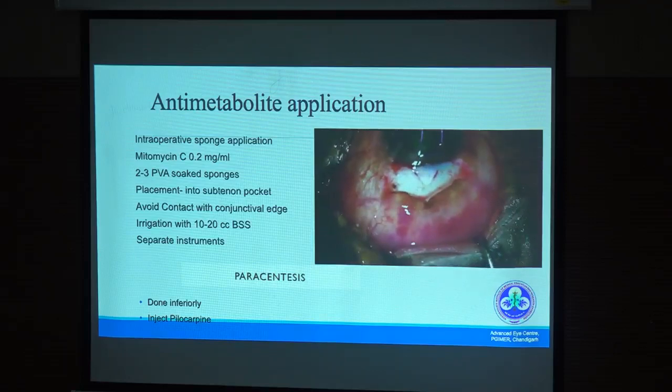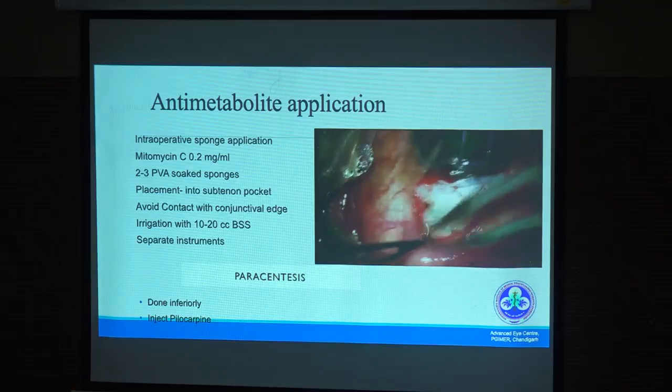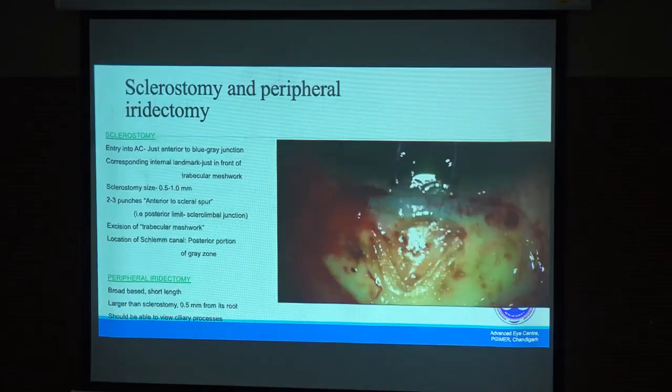After giving a thorough wash, after removing the sponge, put a clear paracentesis incision. Just press the posterior lip so that some of the aqueous gushes out, so that slow decompression of the anterior chamber is ensured. Then finally make the sclerostomy.